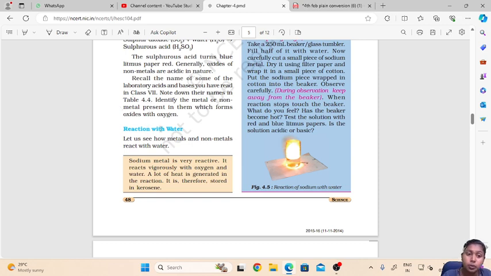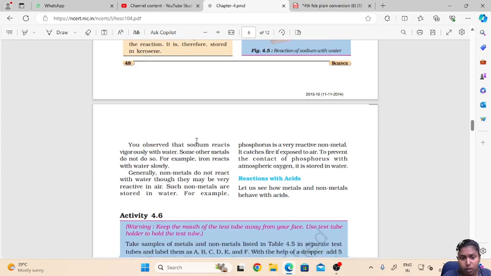Now let's see what happens when they react with water. So let's see how metals and non-metals react with water.